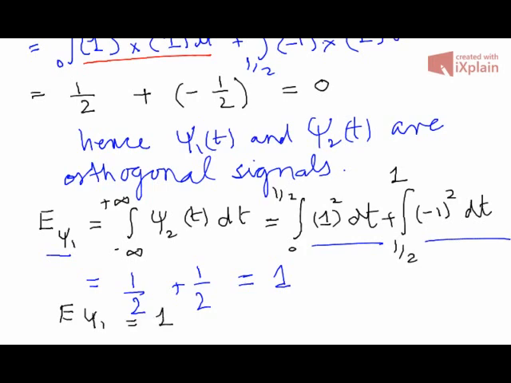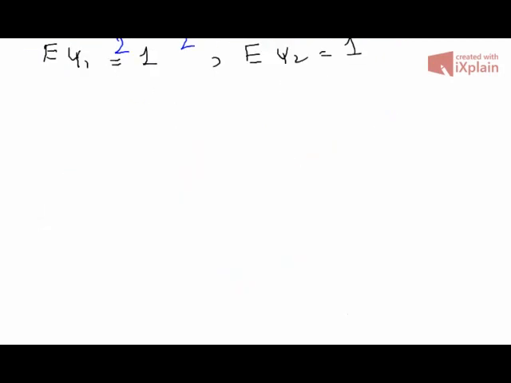Similarly, we can prove that the energy of psi 2 is unity. With these two properties fulfilled, the signal energy is unity and the dot product is 0. So psi 1 and psi 2 form an orthonormal set of basis functions. Now the third part is a bit tricky: we need to represent our signal in the form of these basis functions, or as a linear combination of these basis functions.